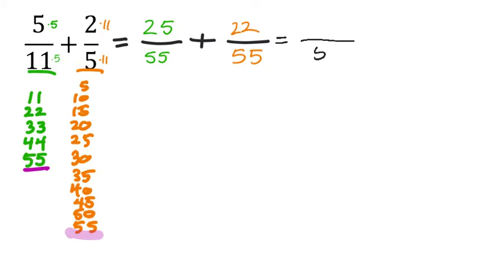So I'm going to keep the denominator the same at 55, but I'm going to take my two numerators and, well, add them together. So I had a numerator of 25 there in green and 22 there in orange. We just need to add those two together. 25 plus 22. When I add those together, at least in my head, I get 47.